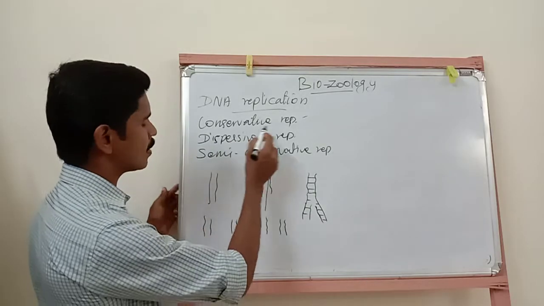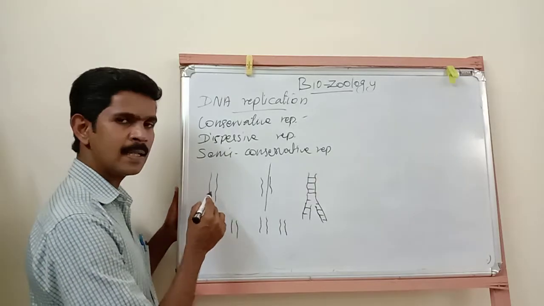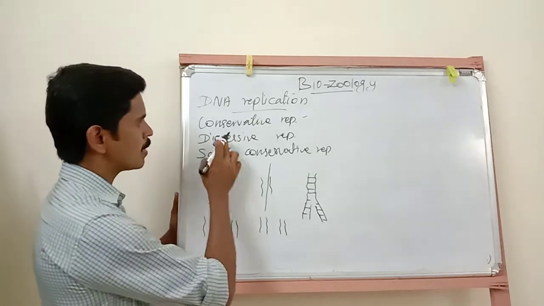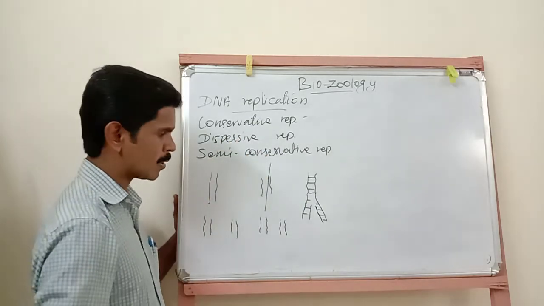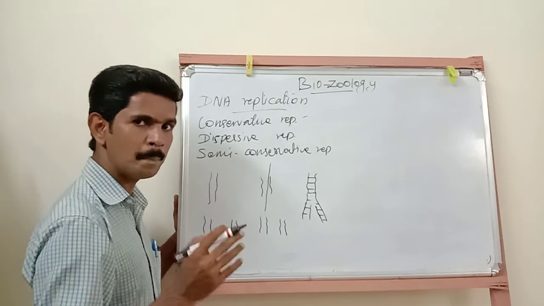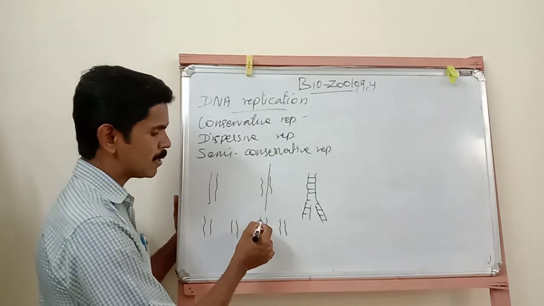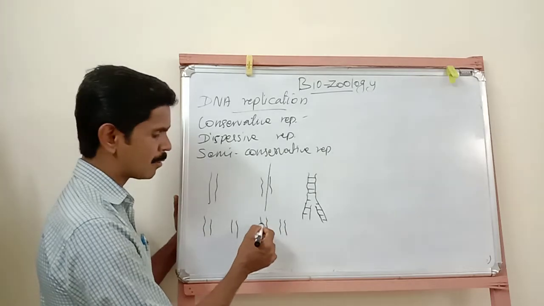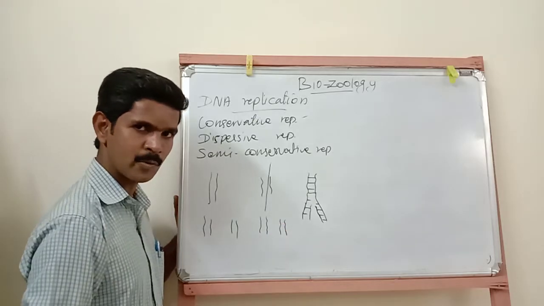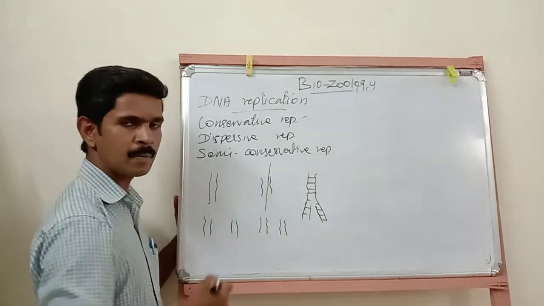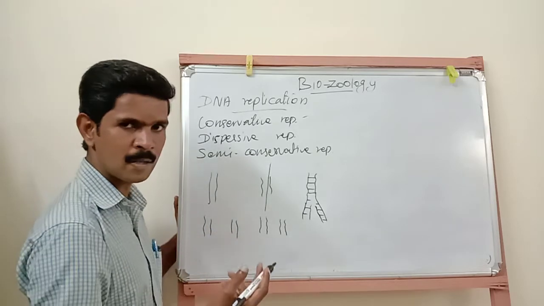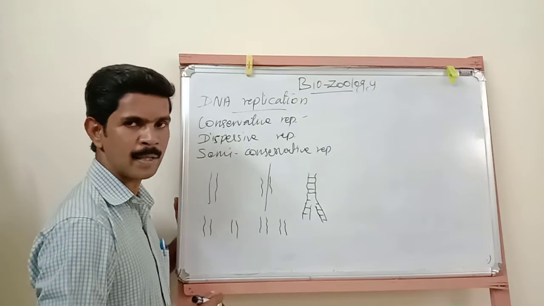In the conservative replication process, from a single DNA molecule, entirely new DNA molecules are produced. In the dispersive replication process, the DNA molecule is first broken into fragments, or pieces. This is one fragment, this is the next fragment. This fragment synthesizes a new strand, and this fragment also synthesizes a new strand. Then the semi-conservative replication process was proposed by Watson and Crick in the year 1953.